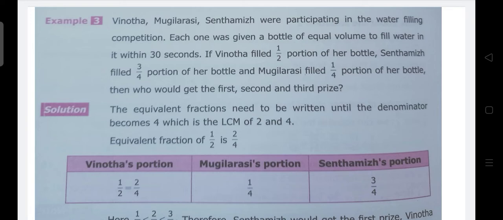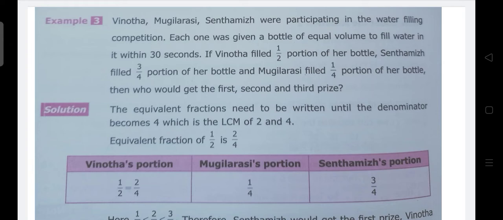portion of her bottle, Senthamil filled 3/4, we say 3/4 portion of her bottle, and Mugilarasi filled 1/4, that is 1/4 is quarter portion of her bottle. Then who would get the first, second and the third prize?